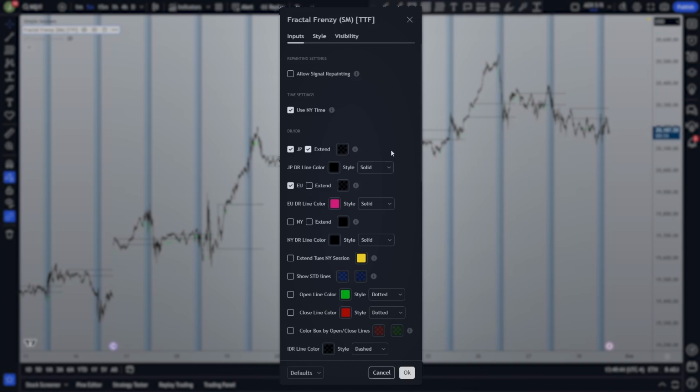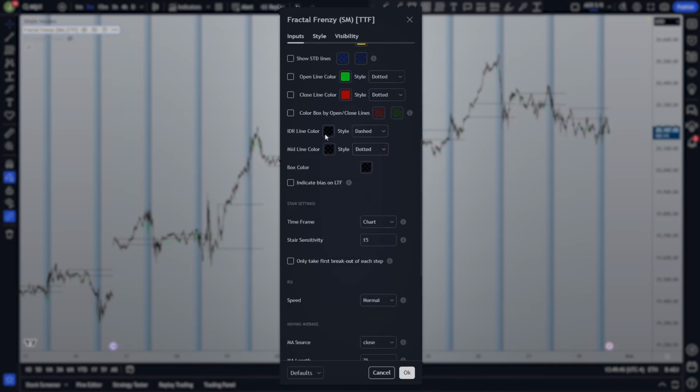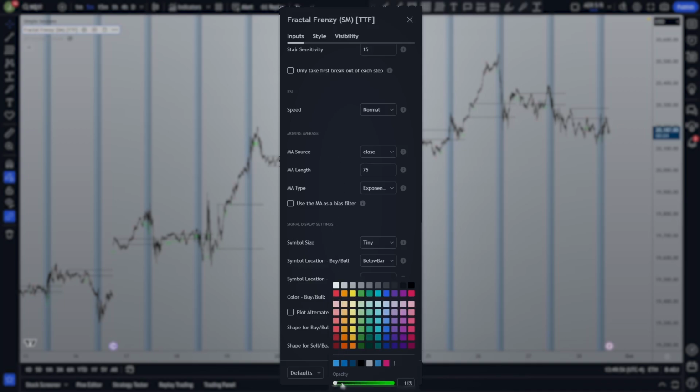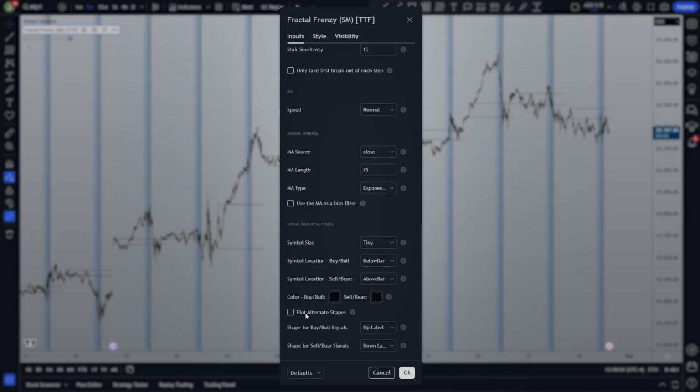After that, I turn off virtually everything else about the indicator, including the IDR, the midline, and the actual fractal frenzy signals themselves. You can turn off the signals as well as the IDR and midlines by coming into the color and dropping the opacity all the way to the bottom. Sometimes you may need to click the plot alternate shapes box to make sure that no signals show up. It's weird, but just trust me.